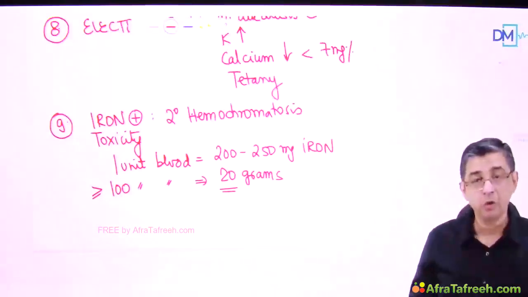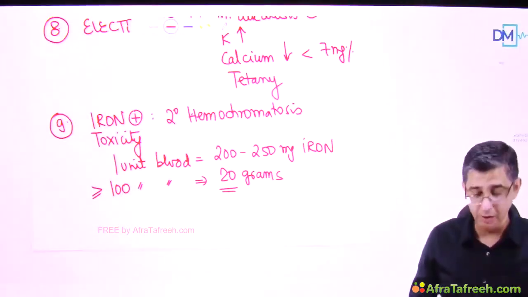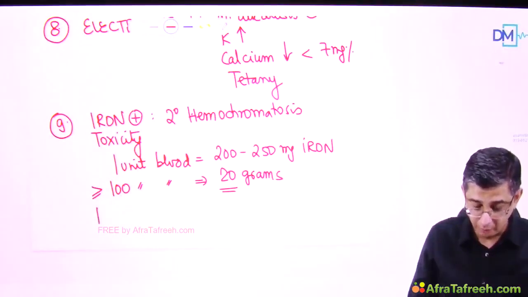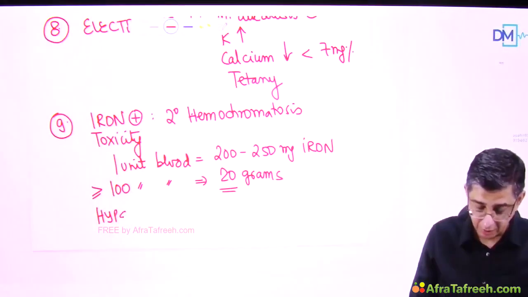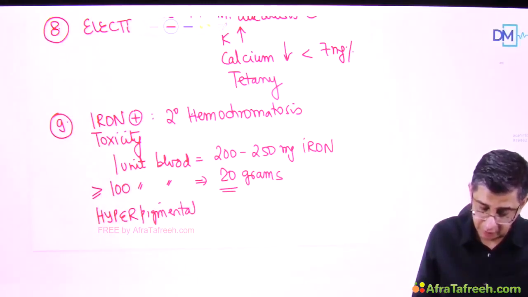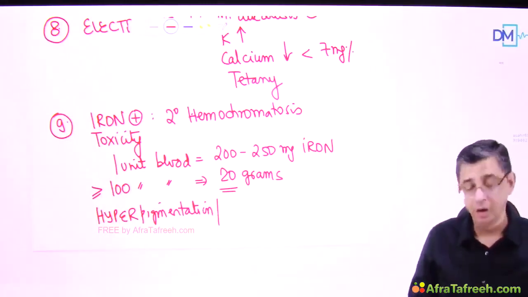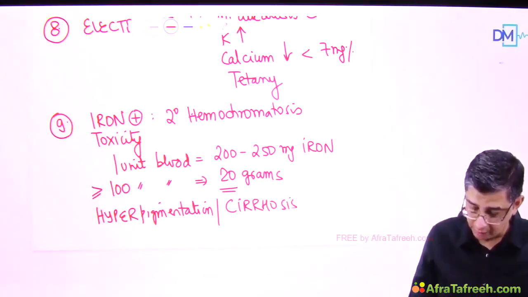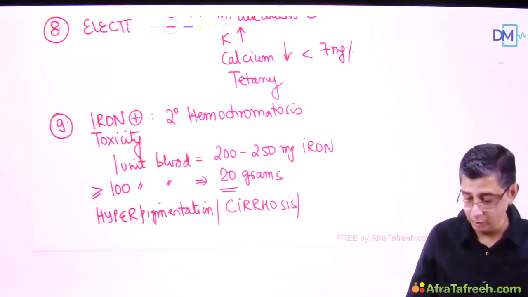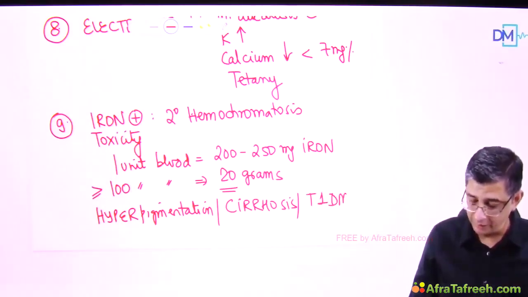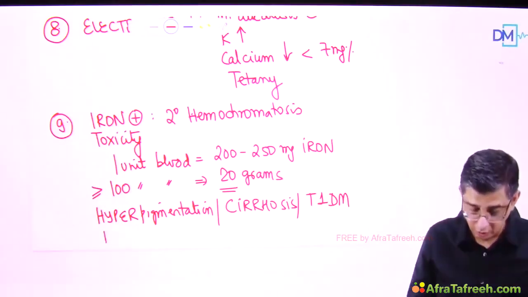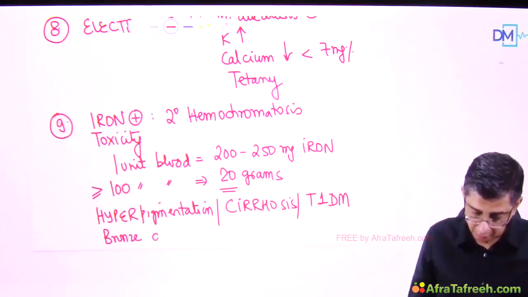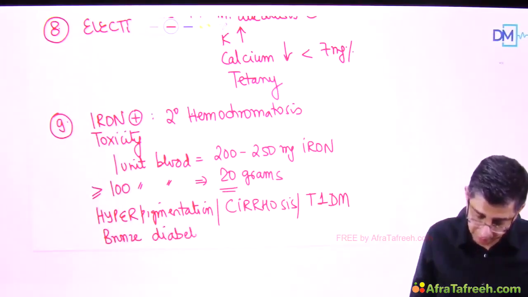Due to the secondary hemochromatosis manifestation occurring in a patient, there would be bronze diabetes manifestation. Bronze diabetes manifestation would mean that this iron will be deposited in the skin, so it will cause hyperpigmentation of the skin. The iron will destroy the hepatocytes, so cirrhosis of liver, and it will damage the pancreatic cells also, so there will be type 1 diabetes mellitus developing in a patient. This complication that I'm describing before you is called bronze diabetes.